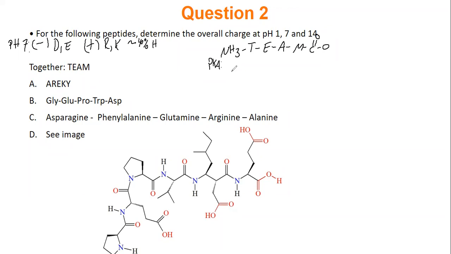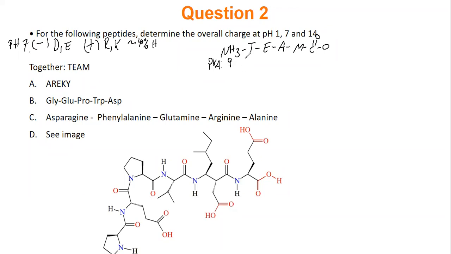The pKa of all N termini is 9. We're going to say it's 9. It does change in actuality. If you look on the sheet I posted on Blackboard, you should see that the N termini do change. But we're just going to say all N termini have a pKa of 9.